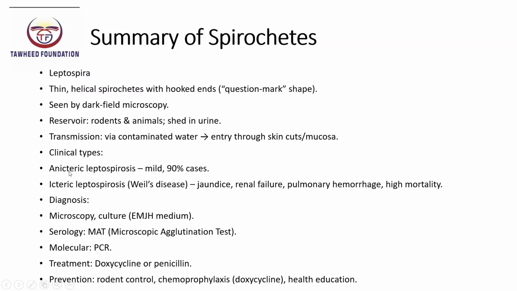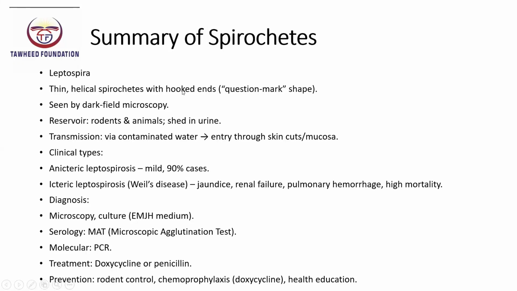Clinical types include anicteric leptospirosis, which is mild and seen in 90% of cases. Icteric leptospirosis is known as Weil's disease. These are the symptoms caused in icteric leptospirosis. Diagnosis is through microscopy, serological tests, and molecular detection through PCR. Treatment, doxycycline or penicillin will be given to patients. Prevention: rodent control and chemoprophylaxis, and health education is a must.